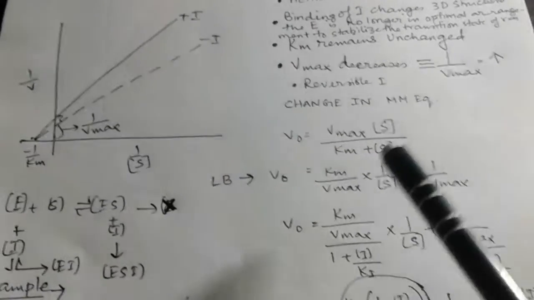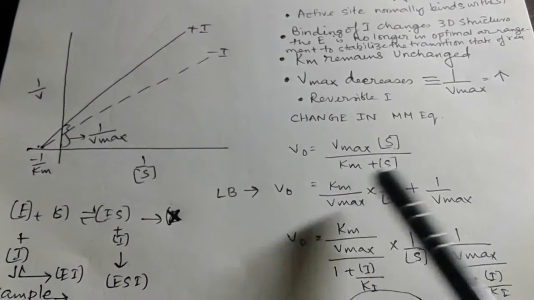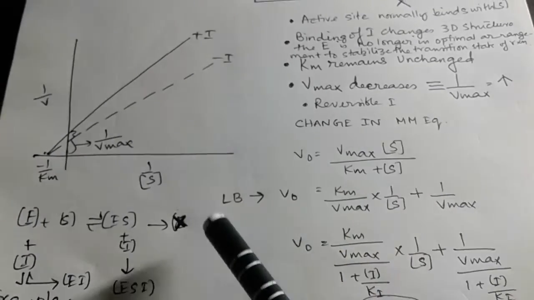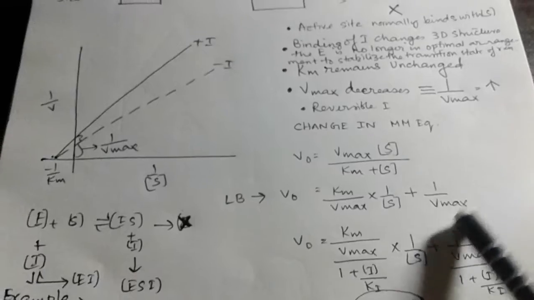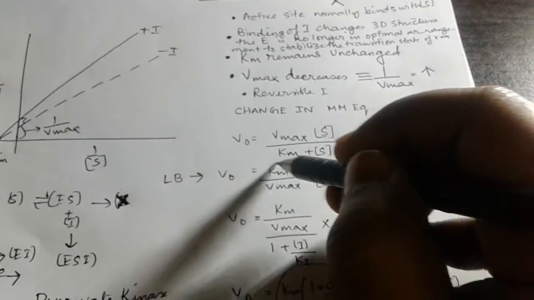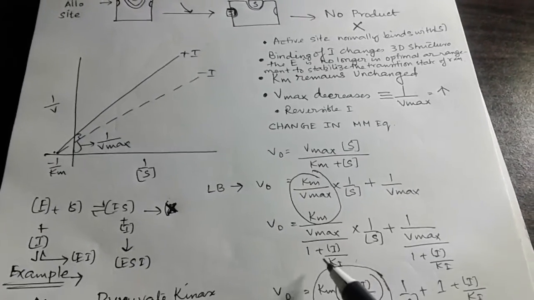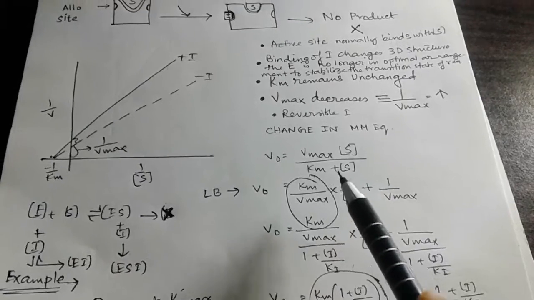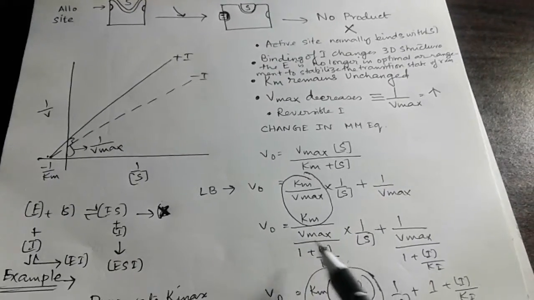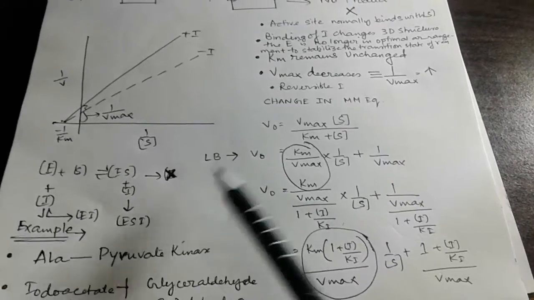Now coming to the equation, this is the normal Michaelis-Menten equation, which states V0 is equal to Vmax into substrate concentration divided by Km plus substrate concentration. Now reciprocal of this is the Lineweaver-Burk plot equation, which is this one. The slope of this Lineweaver-Burk equation is this one. So after the inhibition, the inhibitor basically decreases the Vmax by this factor 1 plus I by Ki. So as it decreases the Vmax, we need to divide the Vmax with this factor. So the slope now becomes this in the LB equation.